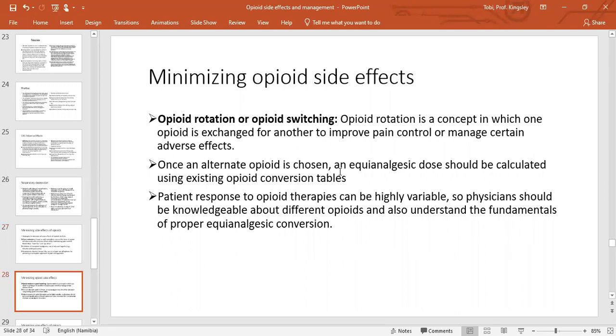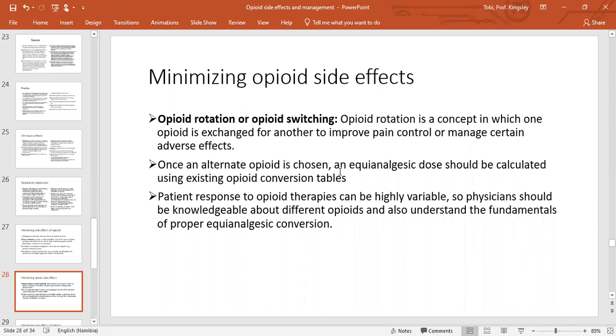Another way to minimize opioid side effects is what we call opioid rotation or opioid switching. This is a concept in which one opioid is exchanged for another to improve pain control or manage certain adverse effects. Maybe you started with morphine, you want to see if you can change to meperidine. You're just juggling around in order to improve pain control or to reduce or manage certain side effects we're talking about. Remember that once an alternative opioid is chosen, you should give the equianalgesic dose. You don't want to underdose or overdose this patient because you are doing opioid rotation. So you must calculate the equianalgesic dose of the opioids you are bringing on board.